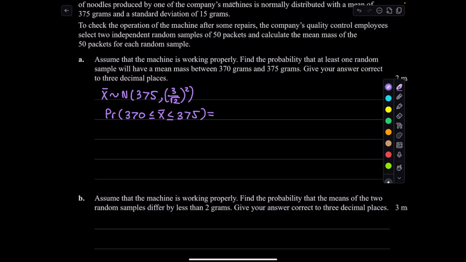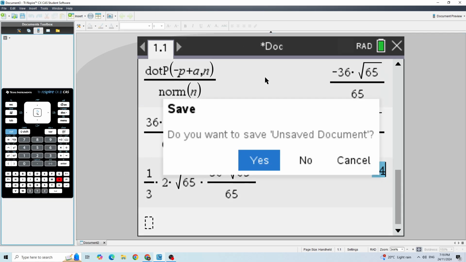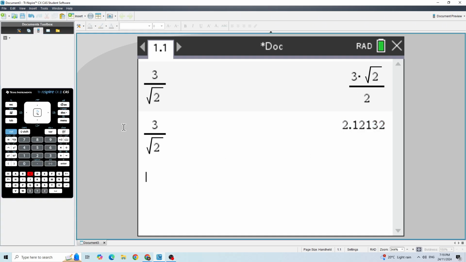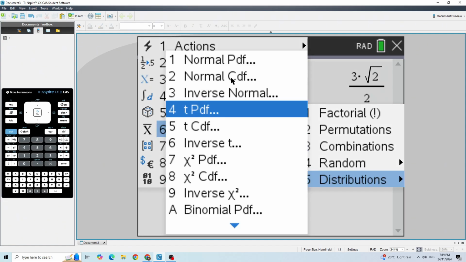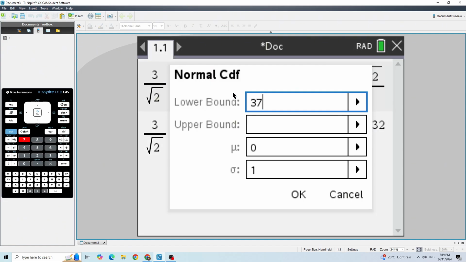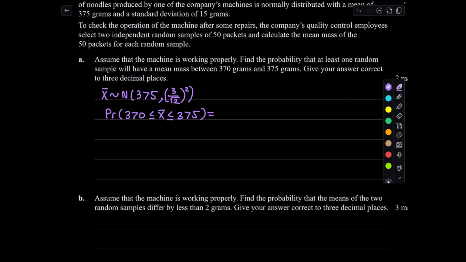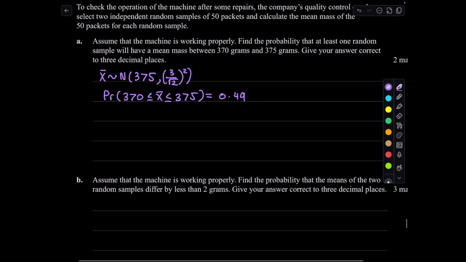And then what's that equal to? We're going to use our CAS here. I'm going to press control N, and first find what 3 over root 2, my standard deviation, is, in terms of control enter, to get this number. Then I'm going to go to probability distributions, normal CDF. So 370 to 375, your mean is 375, and your standard deviation is what we got here. Enter, and we get this nice value. So let's write that down. That's the probability of getting packets from 370 to 375 grams: 0.49 basically, close. Okay, that's the probability.